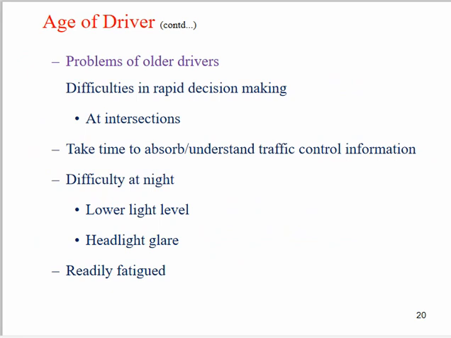They have difficulty at night as they have lower visual acuity and lower eyesight. Again, it leads to this difficulty of night vision. It again tends to hamper the eyesight of the driver because of the lower light level and headlight glare. And as the body of the driver ages, they are readily fatigued. That means they have a tendency to tire earlier, as well as reduced capacity of the eyes to visualize and concentrate on the road while driving.